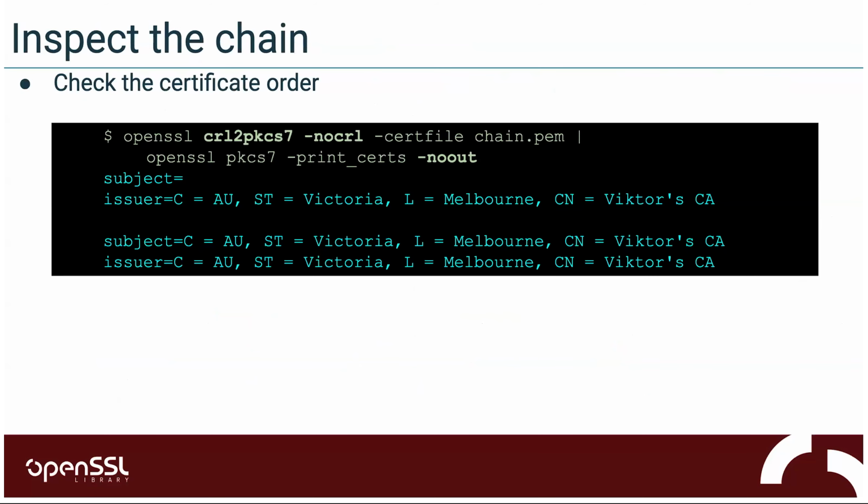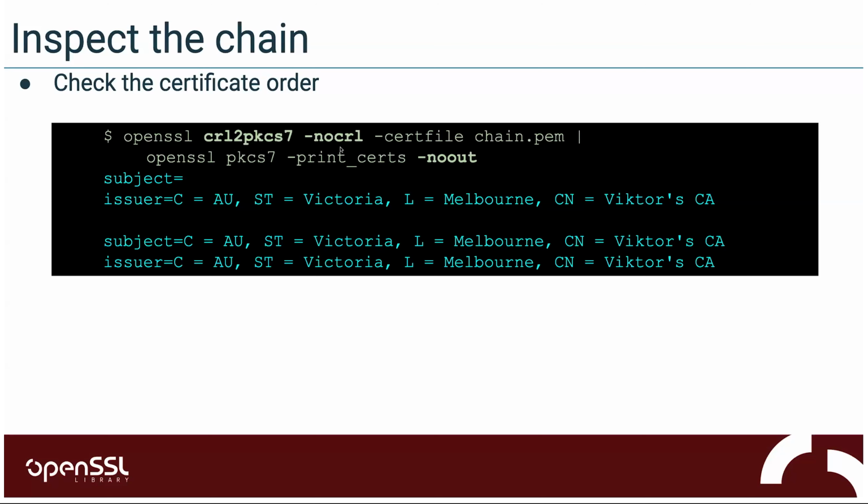Okay, let's inspect this chain file. Now that we're working with chain files that hold keys and certificates, let's look at the chain of certificates, not the key. Counterintuitively, perhaps, the thing that best lets you look at a certificate chain is something called CRL to PKCS7, quite a mouthful, but it's designed to take certificate revocation lists in PEM form and convert them to a PKCS7 format that was originally designed for S/MIME. It's an email security standard.